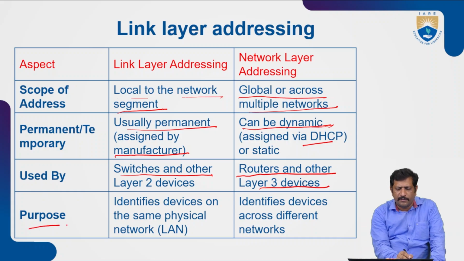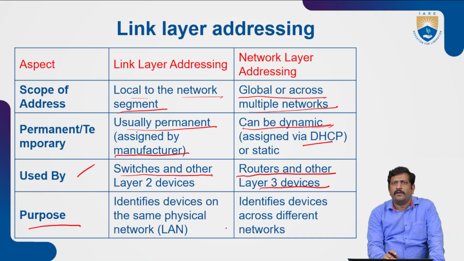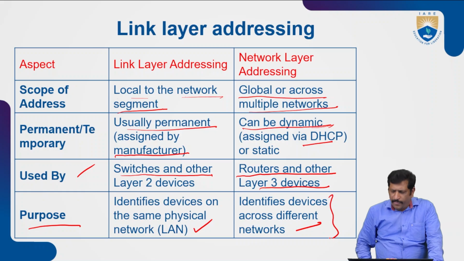The purpose: link layer addressing identifies devices on the same physical network. On the same physical local area network, the devices can be identified. And network layer addressing identifies devices across different networks. The same network is not required, so the identification can be done over different networks. So it can be done over the internet.